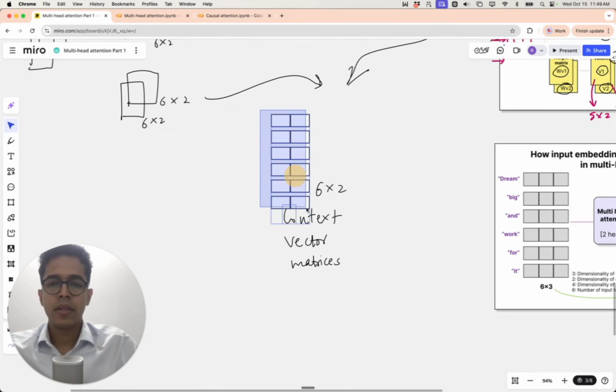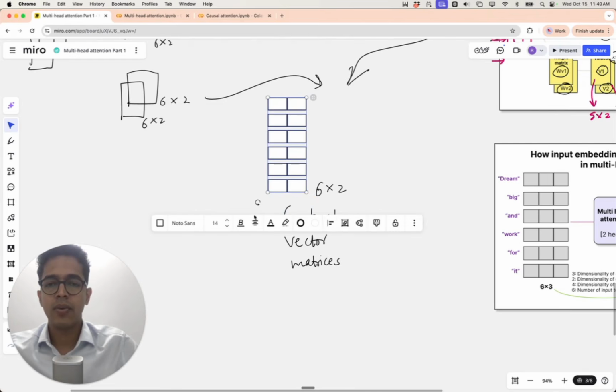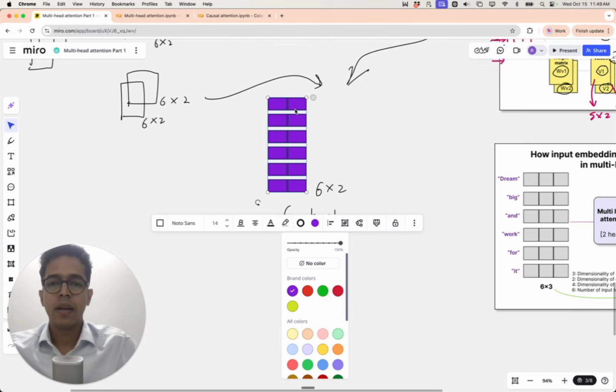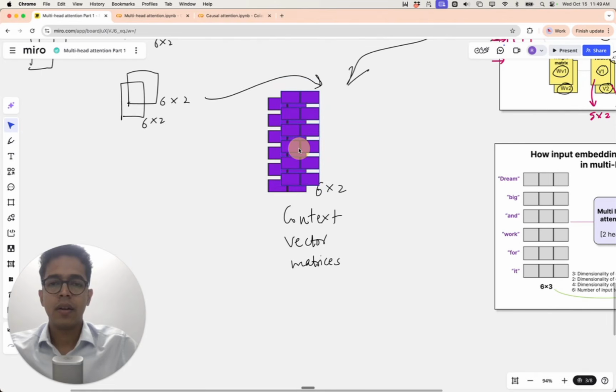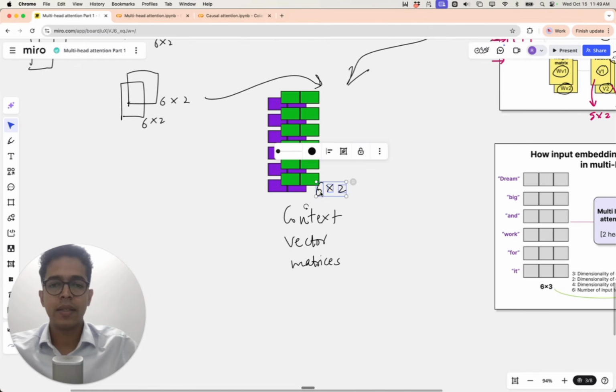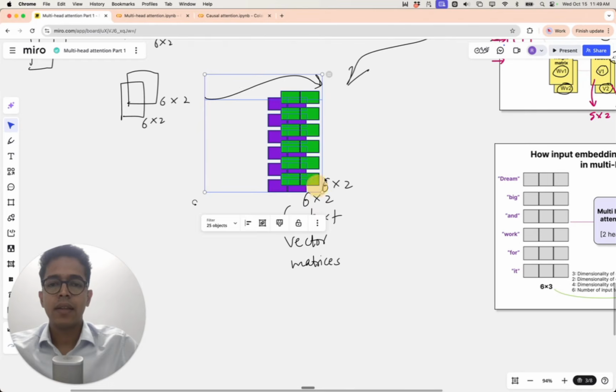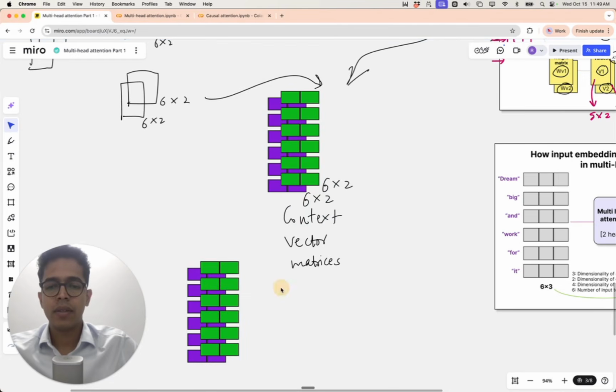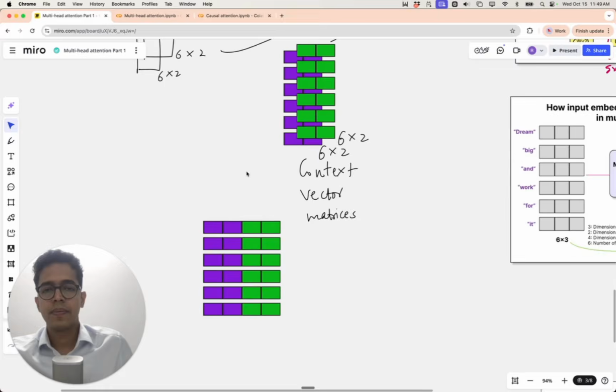All right, so this is the first context vector matrix of dimension 6 by 2. I will give it a different color. And now this is the second one. This one can have another color. So you have two 6 by 2 matrices that are context vector matrices, correct? And then you concatenate them such that you are doing it row wise. So how does that look like? That will look like this.